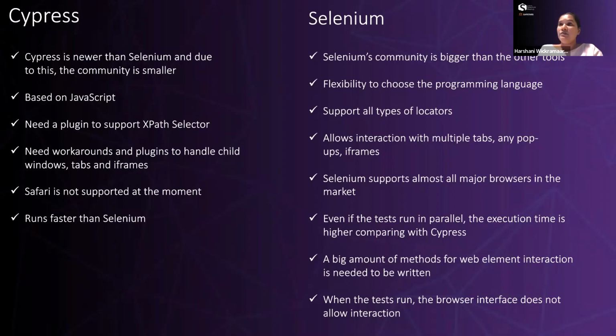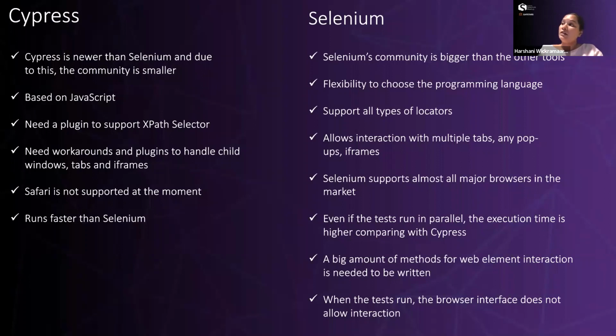And in Selenium, we need a big amount of methods to handle web element interactions, navigations, and WebDriver handling. But in Cypress, it's really easy to write the code. And in Selenium, when the tests are running, the browser interface does not allow us interaction. So we can't navigate through the DOM for elements, and we can't easily do debugging. So these are the basic points that we can compare.